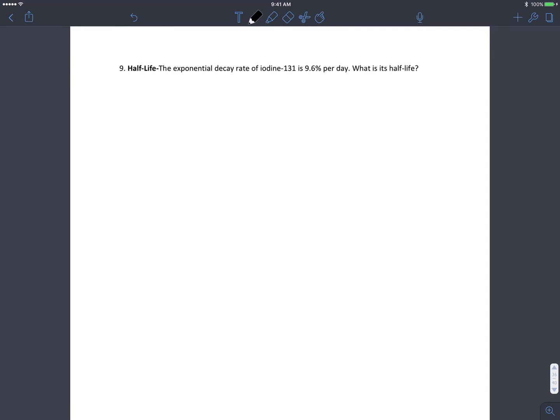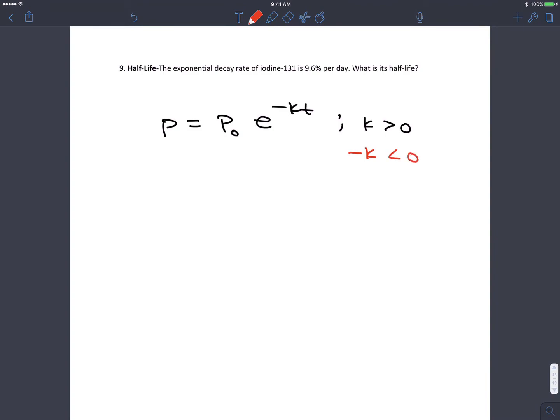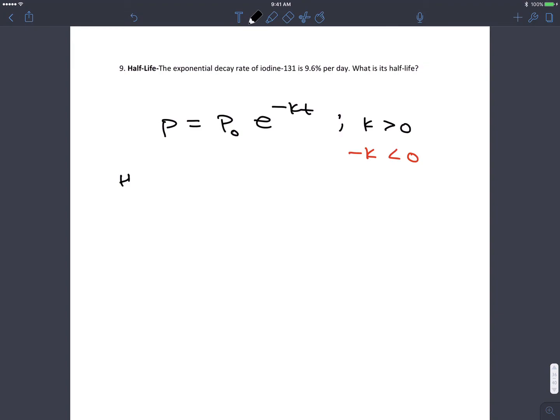Okay. Half-life. Now, we're going to have an exponential decay model. P is P naught again, e to the minus kt. Here again, k is positive. Now, what that implies, though, is the opposite of k is negative. And then we're going to have to talk about the idea of half-life.